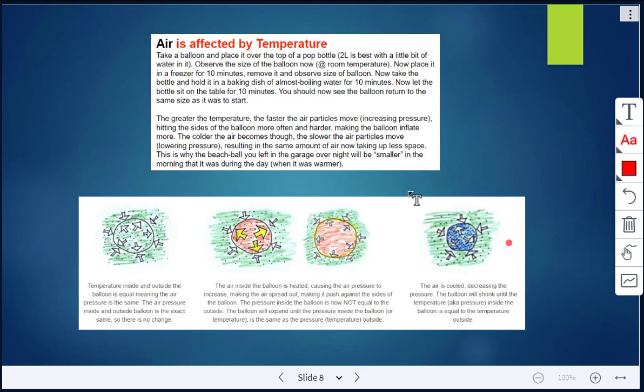And then in this last picture, the air is cooled. That's going to decrease the pressure. The balloon will shrink until the temperature or pressure inside the balloon is now equal to the temperature outside.